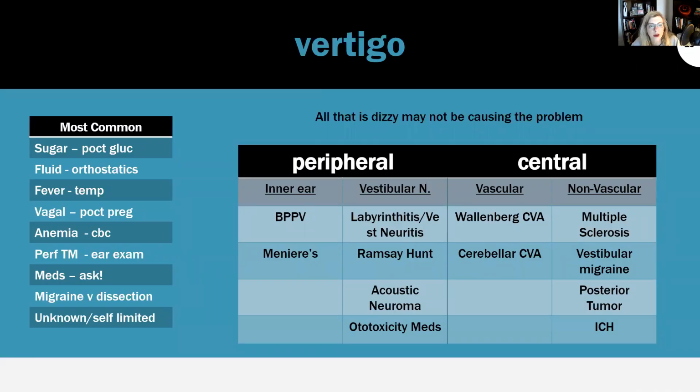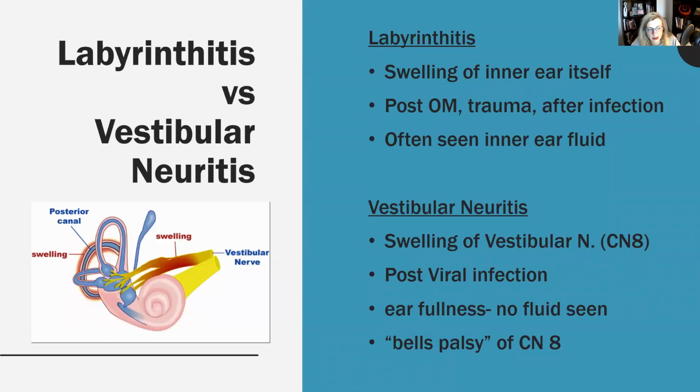Okay, so we did the inner ear. Now let's focus on the vestibular nerve. There's considerably more differentials here. First is going to be swelling. So I included both of these on the same slide because clinically, these, while are separate entities, are essentially indistinguishable clinically. So one of them is swelling of the otoliths themselves, and the other one is swelling of the nerve itself. So vestibular neuritis is the swelling of the nerve, and the labyrinthitis is the swelling of the labyrinth itself.